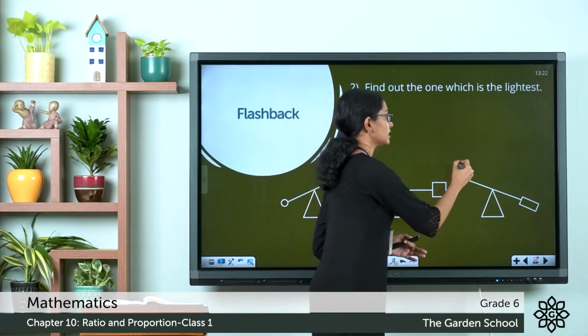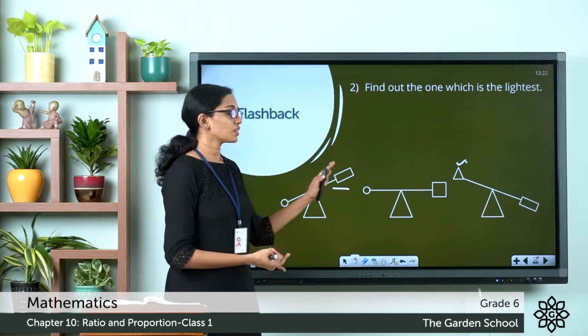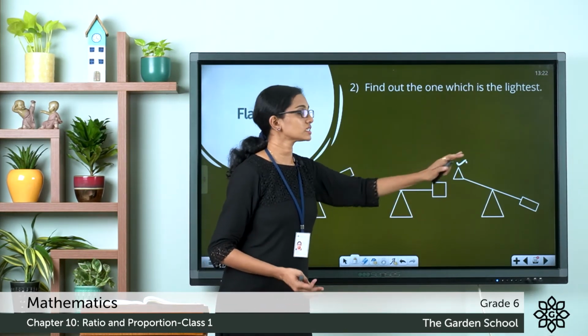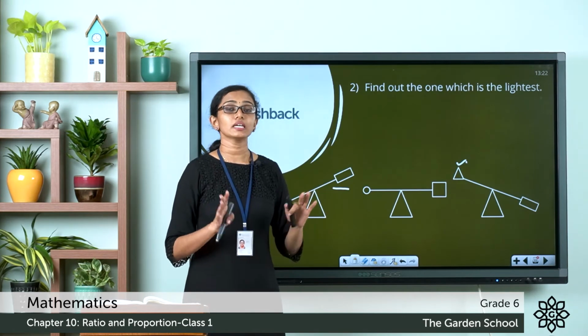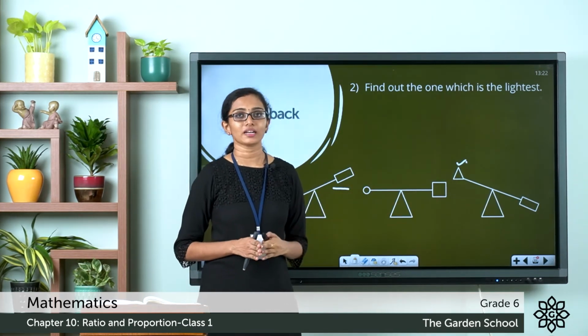It is the triangle. So when you compare the circle, the rectangle, the square and the triangle, which one is the lightest? It is the triangle which is the lightest one here. So I hope this is clear to you.